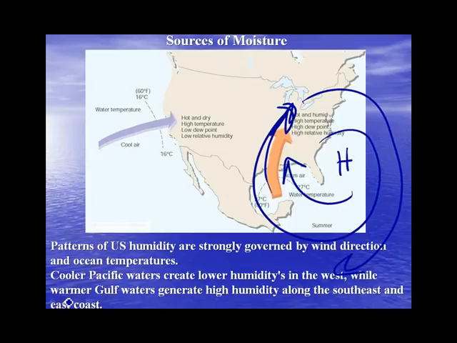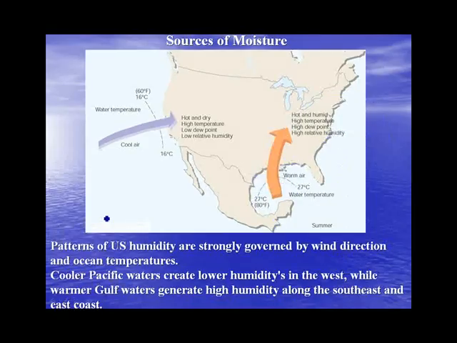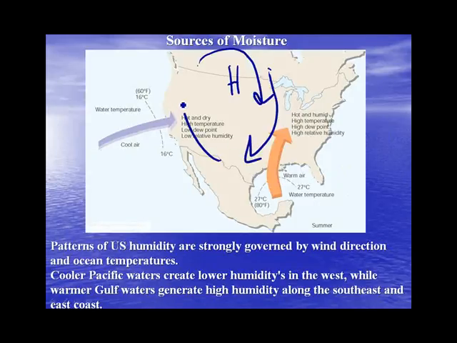sitting up over Canada? Well, winds are still clockwise, but notice in Iowa we're bringing in air from Canada. And we know that typically air in Canada doesn't contain as much moisture. So depending upon the orientation of the high pressure will determine whether you're bringing in moisture or not.